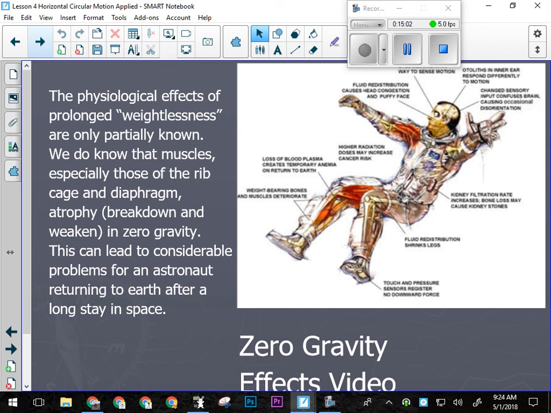They're trying to come up with ways to generate artificial gravity. So I'm going to show you a few videos that Chris Hadfield made while he was the commander of the International Space Station. Kind of life in space stuff.